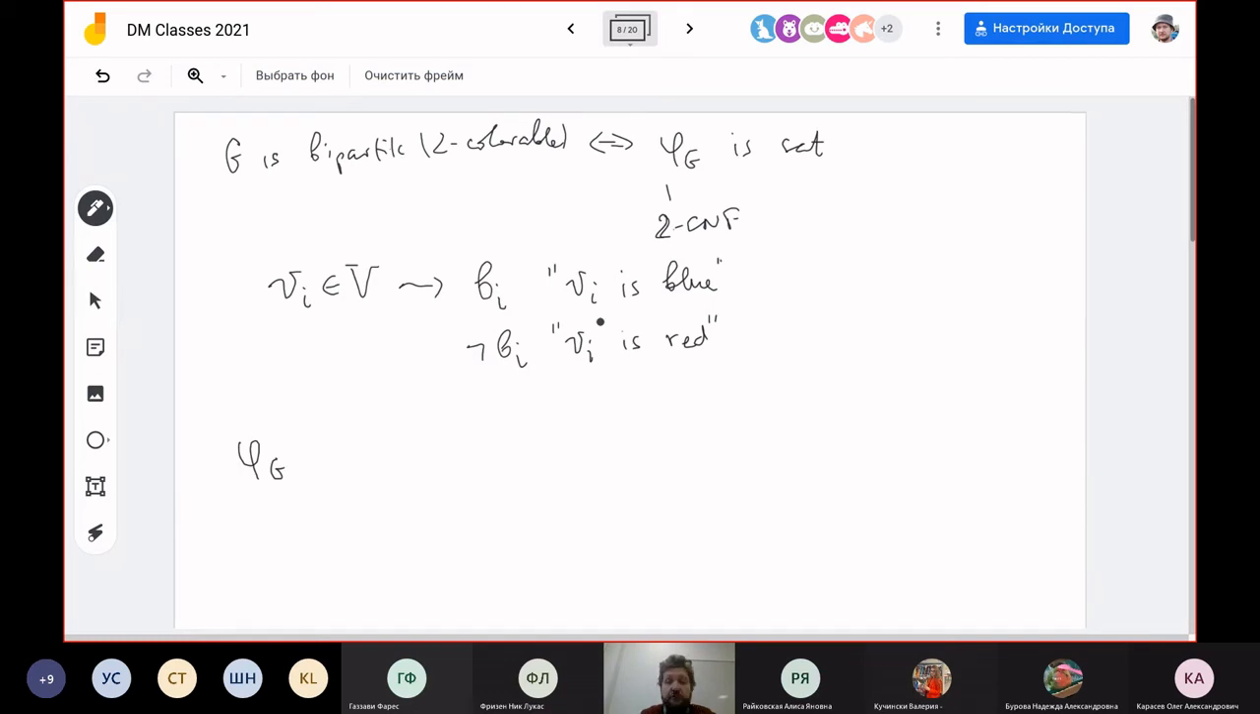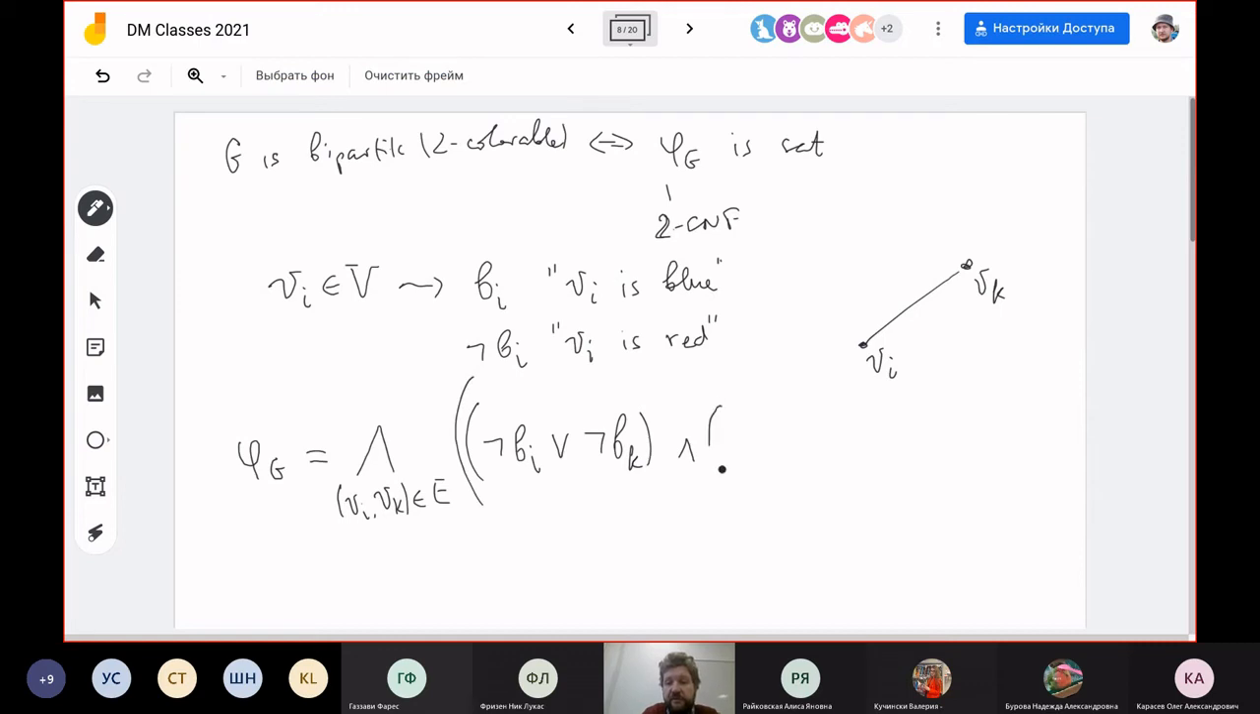the formula that says that no two adjacent vertices should be both blue or both red. So this is vi, this is vk, and again this is just a conjunction for all edges of the following two conditions. They should not be both blue, so not BI or not BK, right? And the second condition is that they should not be both red. How should we write this down? Exactly, BI or BK. So this is the complete formula, by the way.